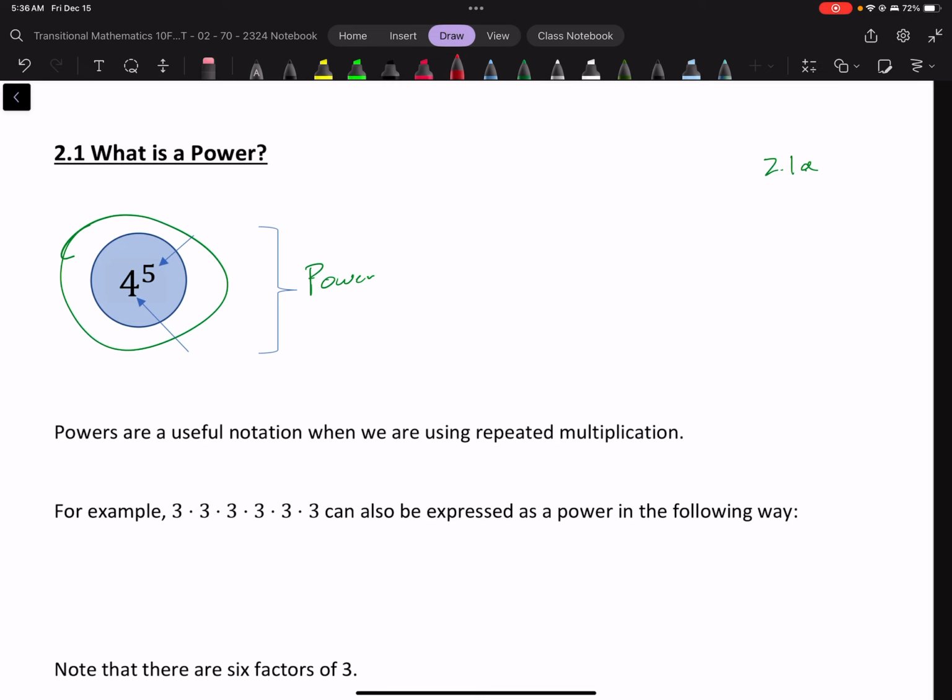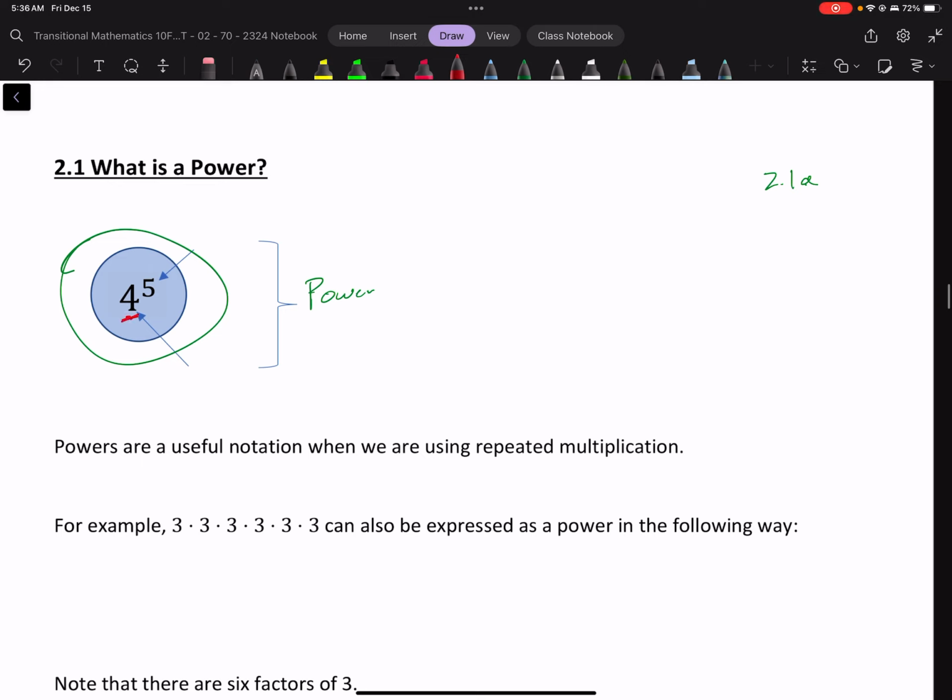A power has two components to it, generally. Number one is the bigger number at the bottom, and that is called the base. The small number at the top is called an exponent.